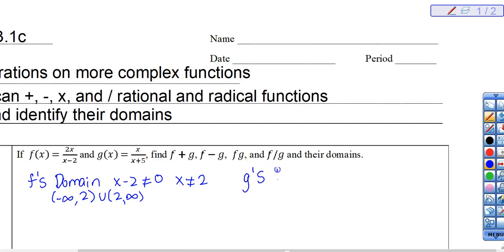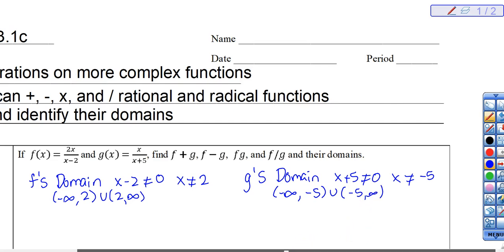And that would be my advice to you before you start adding, subtracting, multiplying, dividing. Find their domain restrictions. So here's what we know about g's domain. X plus 5 cannot equal 0. So x cannot equal -5. So g's domain is all of the numbers in the real number system except for -5.